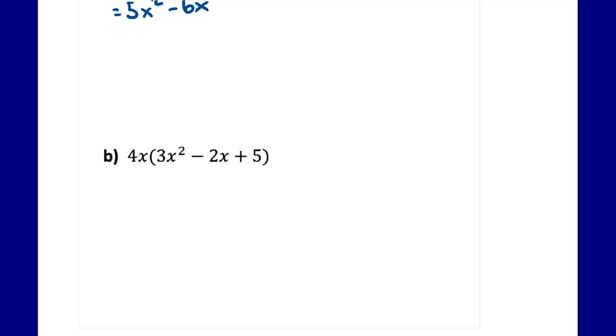B, similar idea, just more terms inside the bracket, so that means I have to multiply the 4x to more things. So the 4x times the 3x squared, 4 times 3 gives me 12, x times x squared gives me x to the power of 3. And then multiply 4x to the next one. 4x times negative 2x is negative 8, and then the x's multiply to x squared. And then lastly, 4x times 5, I get positive 20x. So you're multiplying like terms, either numbers or the variables. If there's nothing that's the same, then we just carry it through.